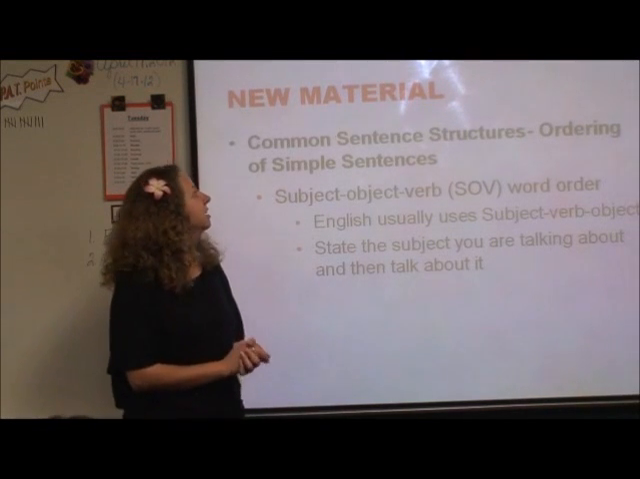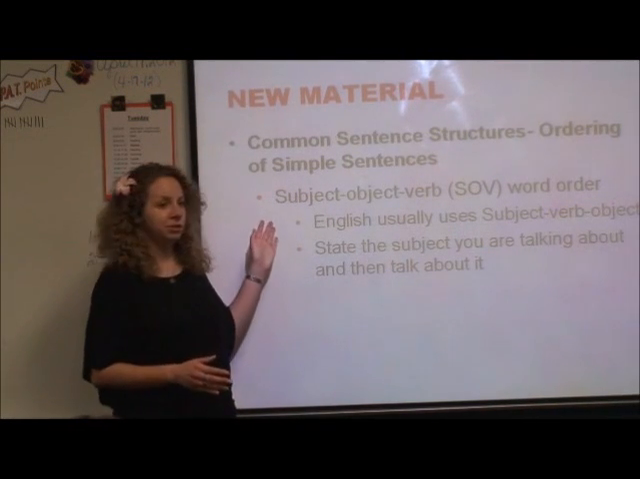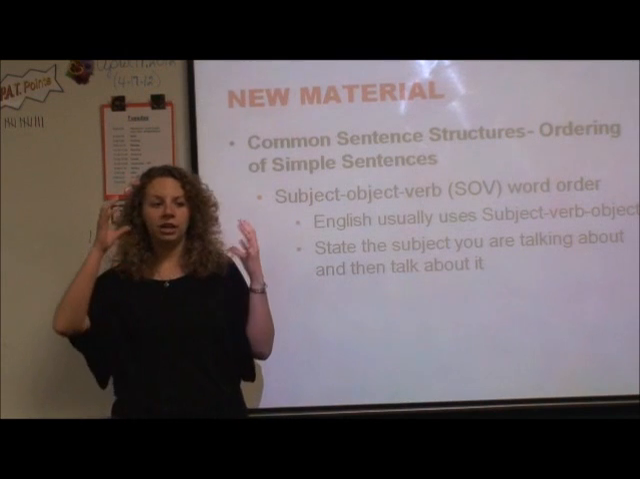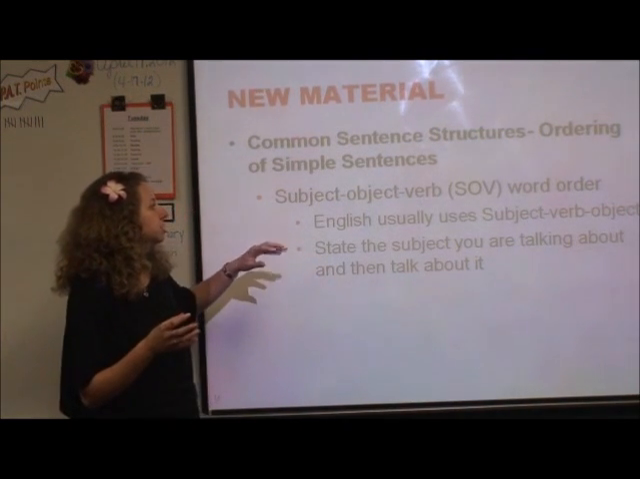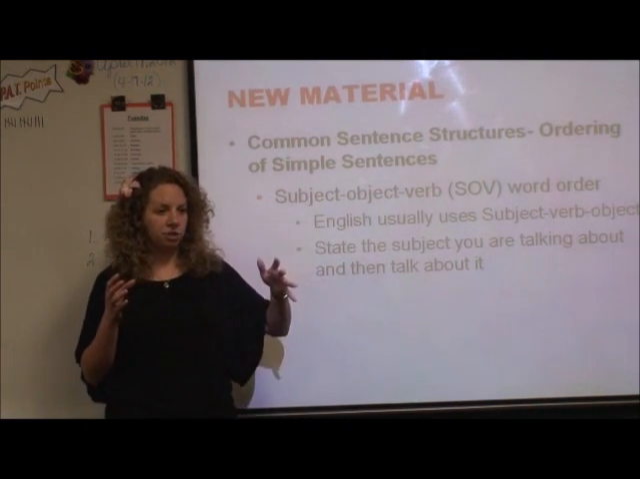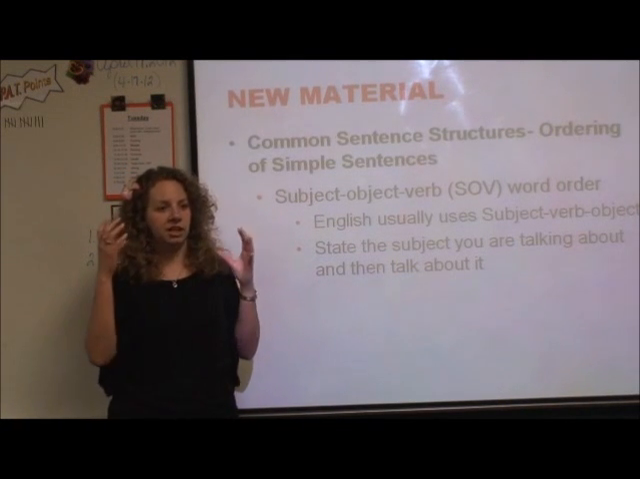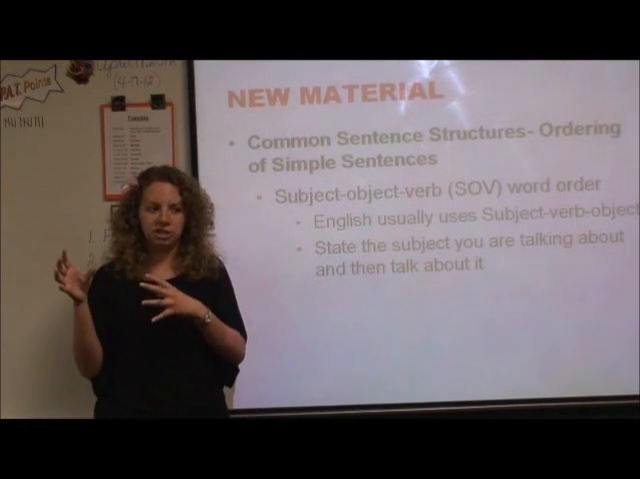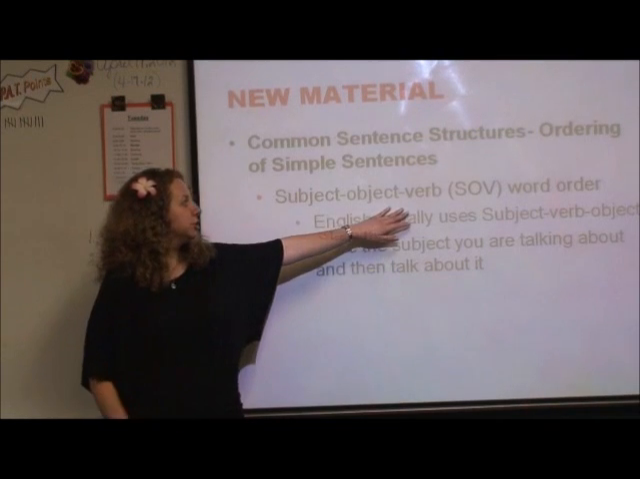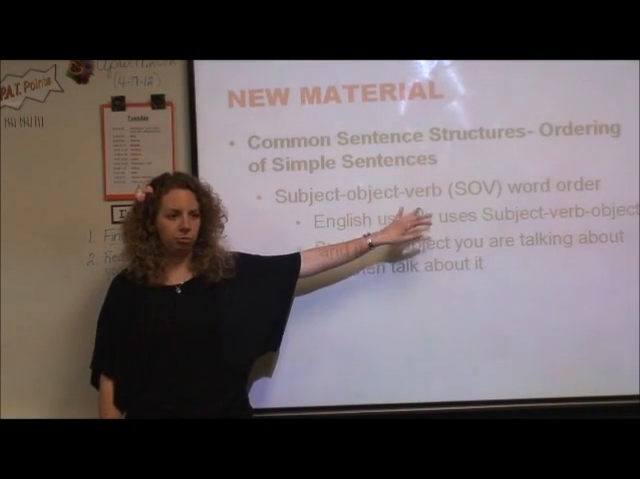So in this one, you have the ordering of simple sentences, okay? In English, we tend to use subject, verb, object. We state what the subject is, then we say what the verb is, and then we go to the object. But in ASL, you really want to do subject, object, verb word order.